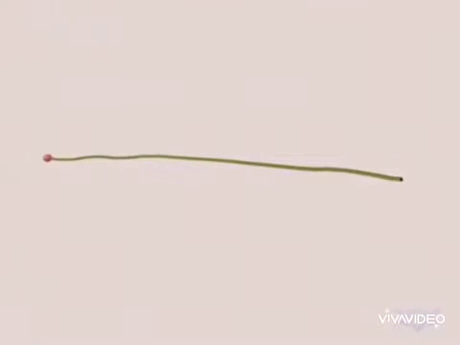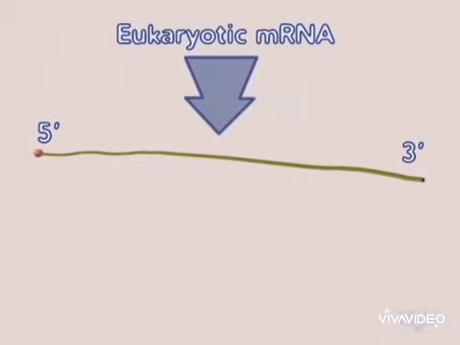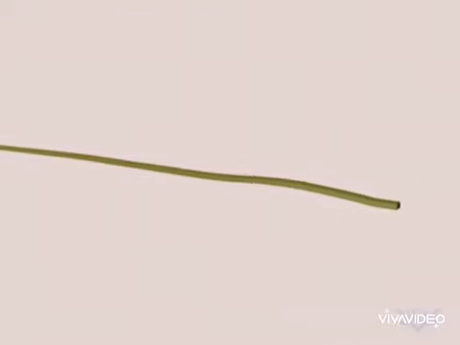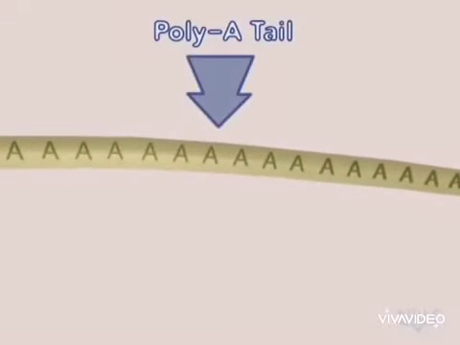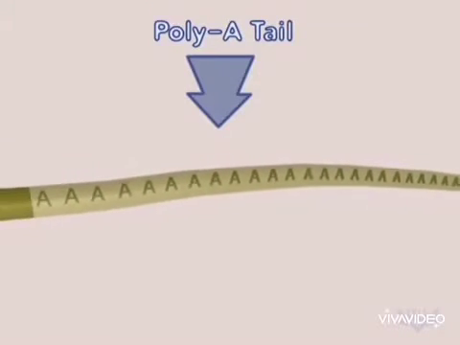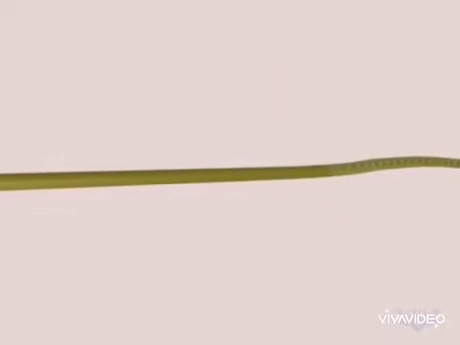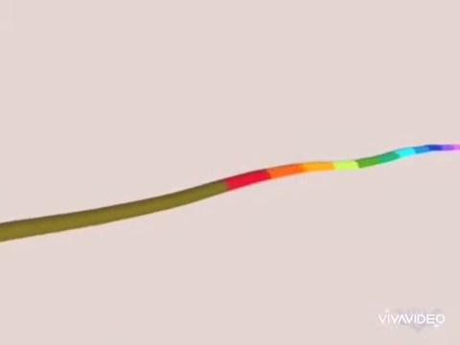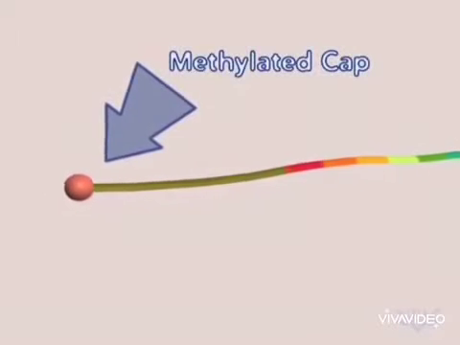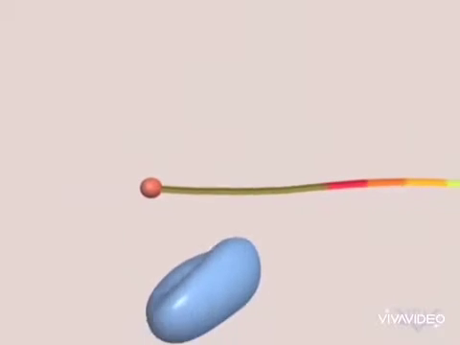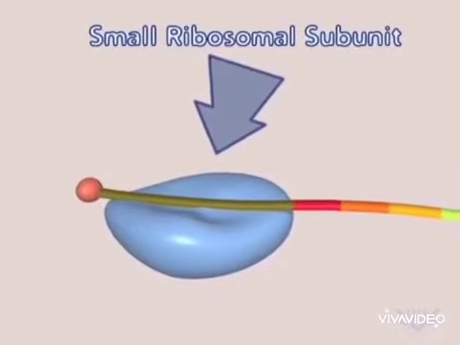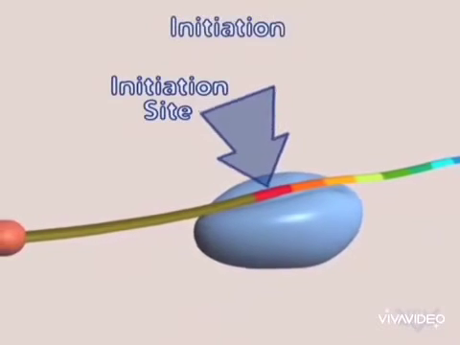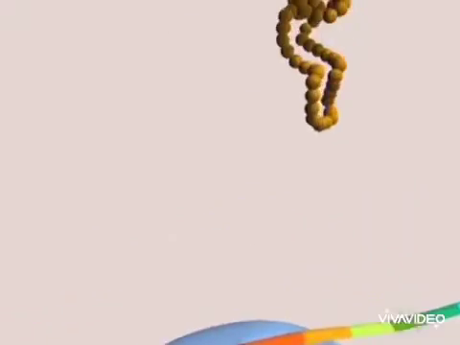Now we look into the process. This is the eukaryotic mRNA, the substrate for translation. It has a unique 3' end called the poly A tail, and this is how it looks. The mRNA also contains codons, the colorful parts in the video, known as mRNA codons, each of which is specific for an amino acid. A methylated cap is found at the 5' end. Firstly, we start with the initiation step, which begins when the small subunit of the ribosome attaches to the cap and moves to the translation initiation site.